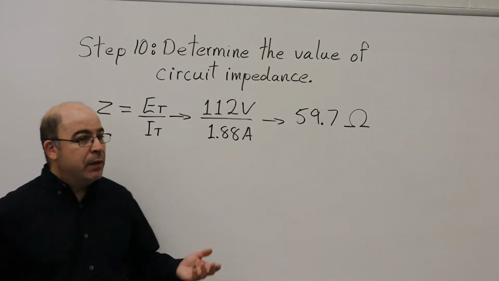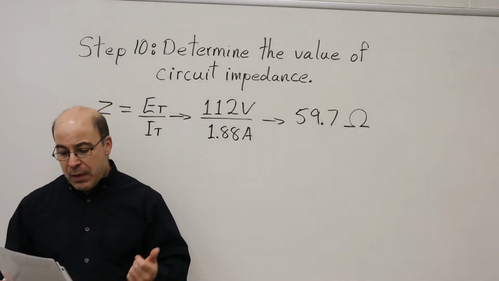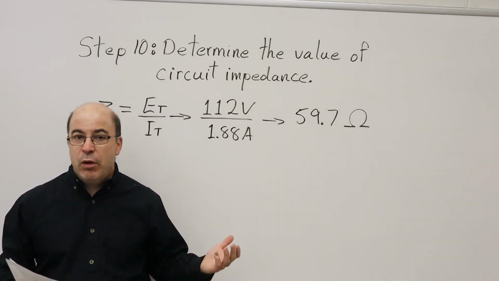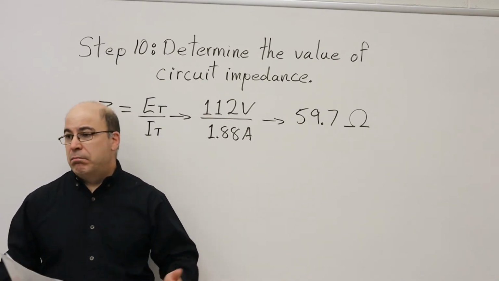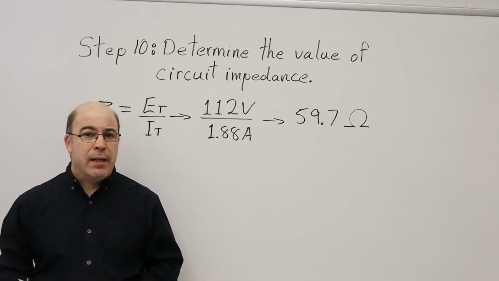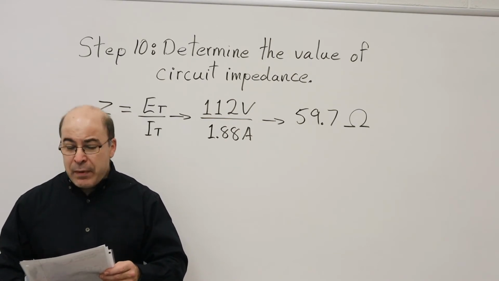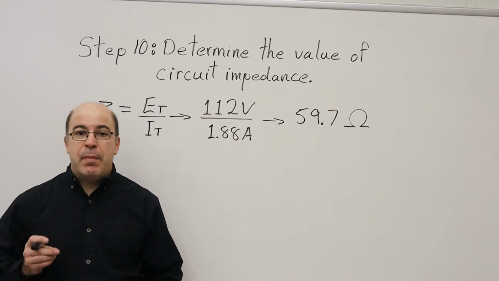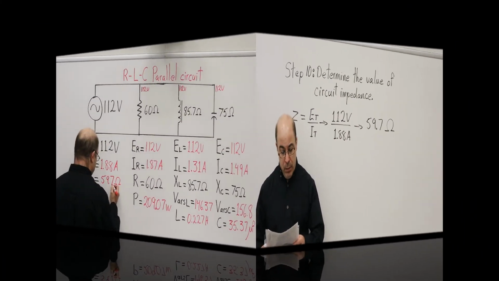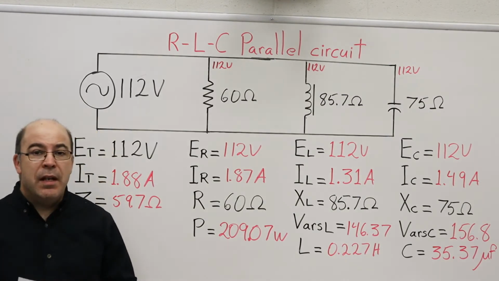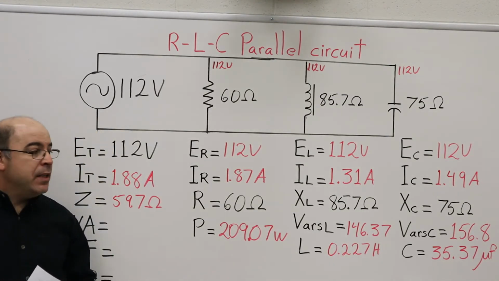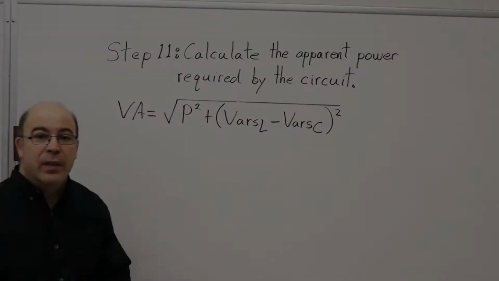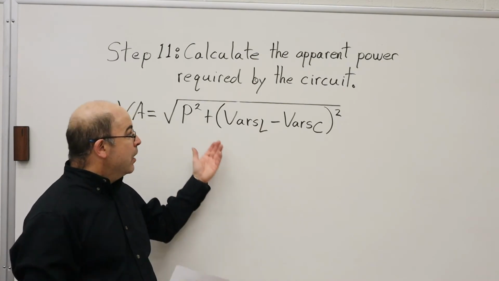Now, I've done these calculations both ways, in terms of I calculated the impedance using the trig formula, and I did it with Ohm's law. I get the same answer either way. Now that we have that, we're going to proceed to calculating the value of apparent power for the entire circuit. Now, okay, I'm back.